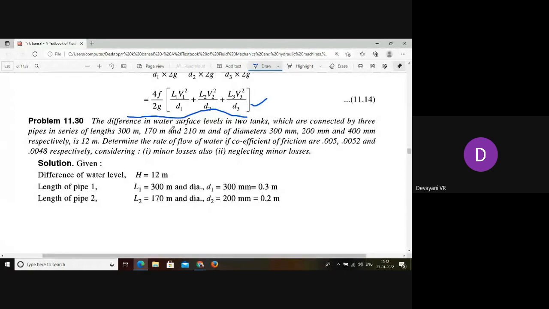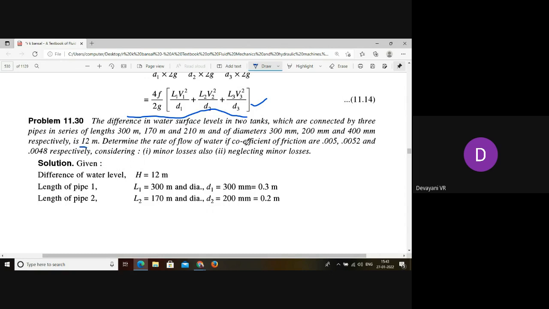The difference in water surface level in two tanks which are connected by three pipes in series of length 300 meter, 170 meter and 210 meter, and of diameters 300 mm, 200 mm and 400 mm respectively, is 12 meters. The difference of water surface level is 12 meters.